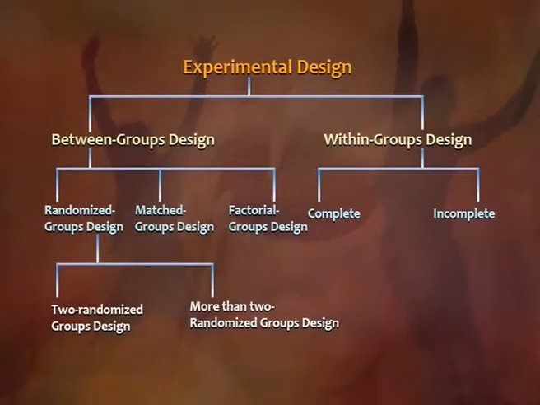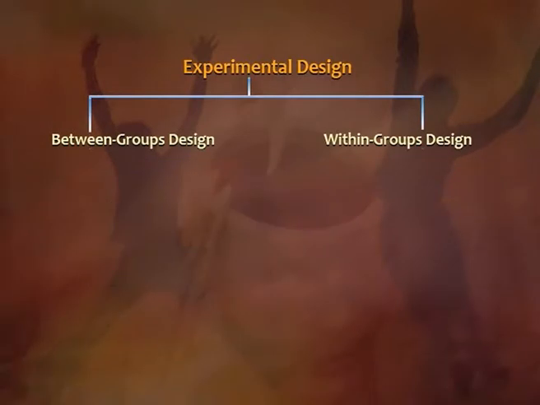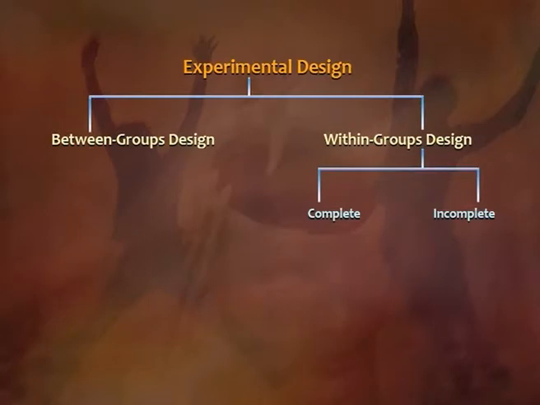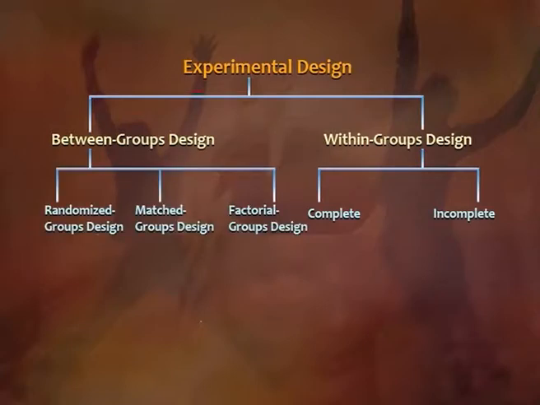Now I want you to have a look at the slide in front of you. You can see how the different experimental designs are divided. We see that the main division in experimental designs is between the between subjects design and the within subjects design. The within subjects design, as you can see, is divided into complete within subjects design and an incomplete within subjects design. On the other hand, the between subject designs are divided into three types.